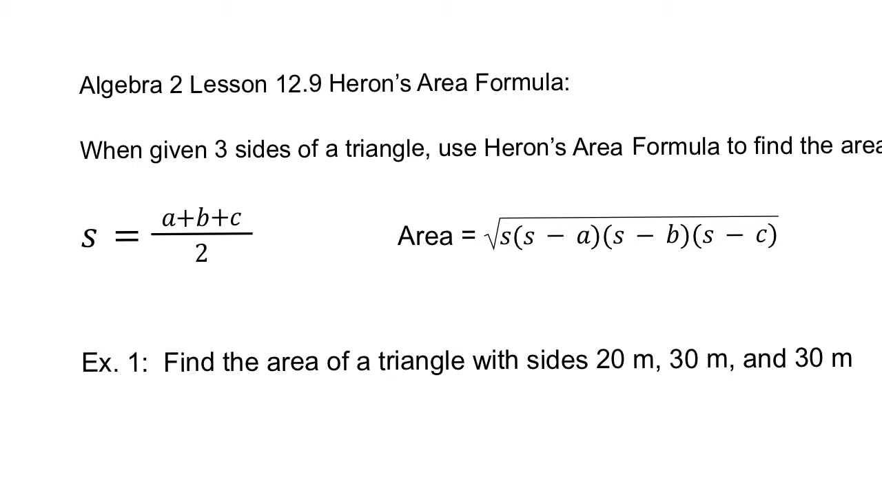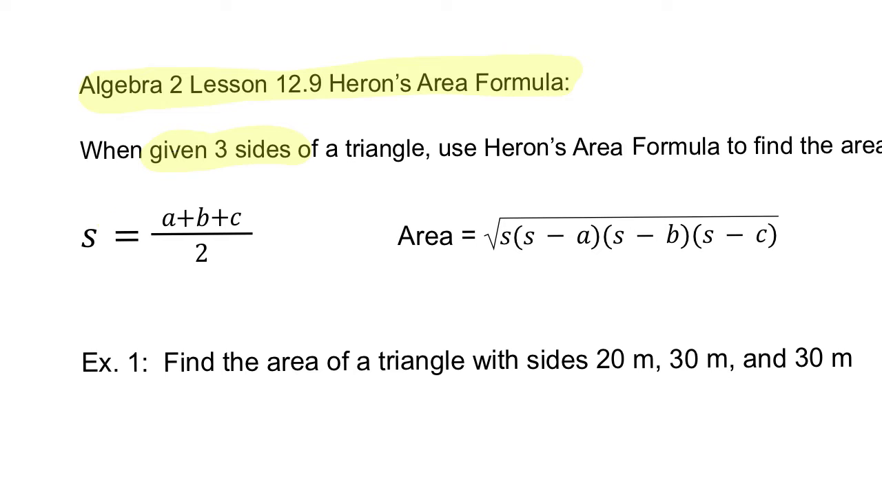All right, we're working on Heron's area formula. This is a formula to find the area of a triangle when only given 3 sides. So we only have 3 sides of a triangle. We are in lesson 12.9 and we're talking about Heron's area formula.